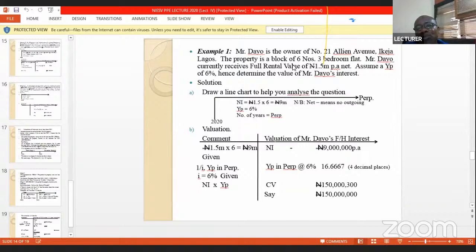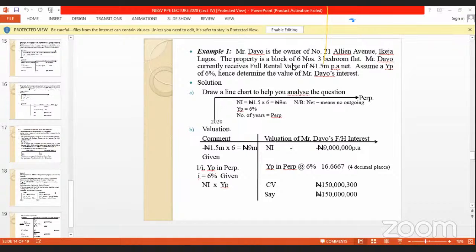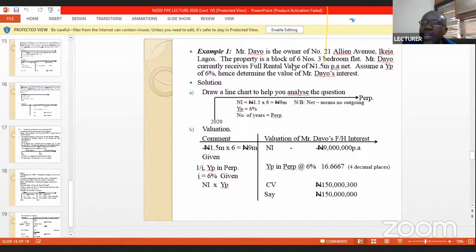The last one is the YP dual rate. YP dual rate is used for the tenant. You can never use YP dual rate for the landlord.